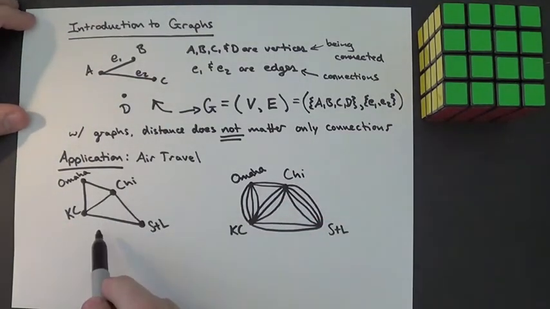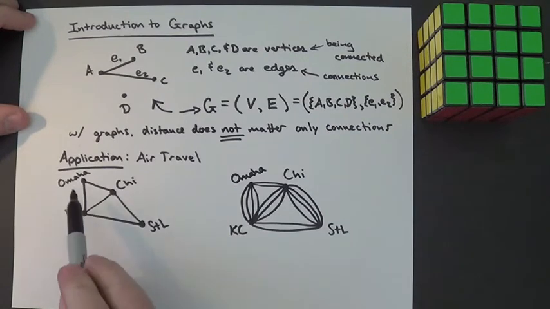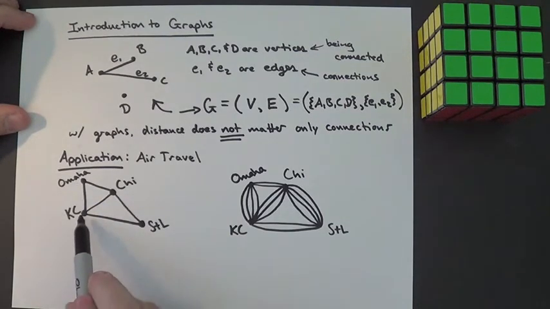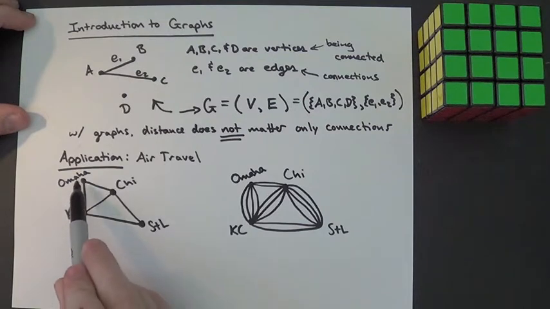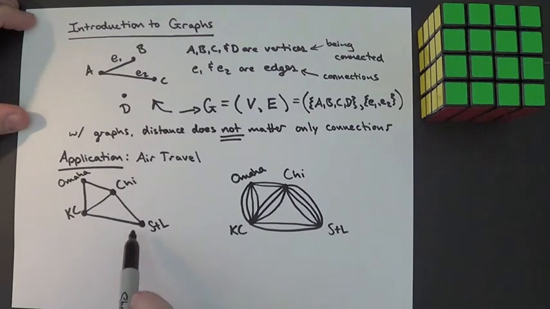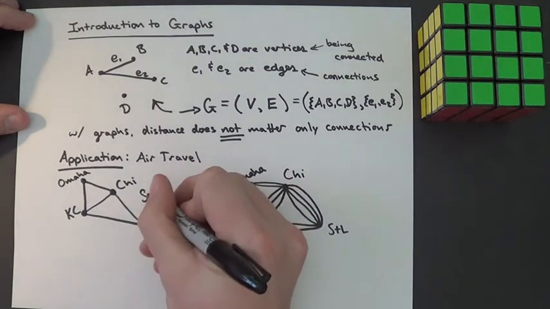Whereas over here, we're simply showing the fact that I can get from Omaha to Kansas City directly, and I can get from Omaha to Chicago directly, but I cannot get from Omaha to St. Louis. That's much more clear on this graph on the left than it is on the one on the right. This leftmost graph is called a simple graph.